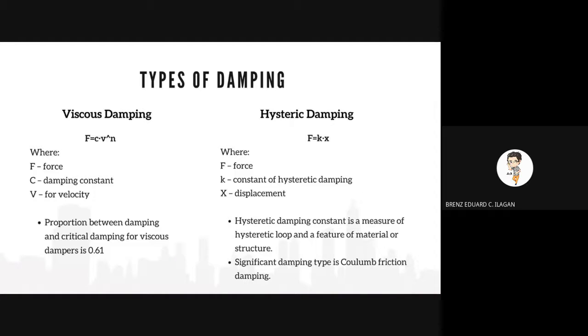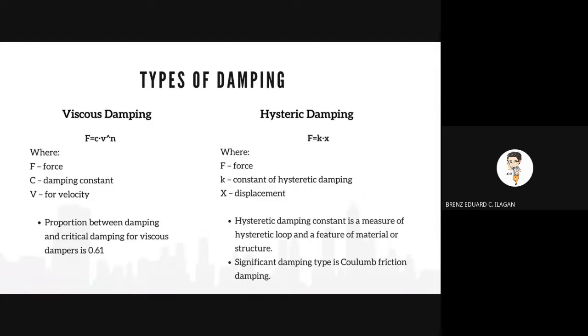Solid damping, structural damping, or hysteretic damping are terms that determine internal damping. Energy dissipated in a cycle is dependent on frequency for this type of damping. It has an equation of F equals K times X, where F is force, K is constant of hysteretic damping, and X is displacement. Hysteretic damping constant is a measure of hysteretic loop and a feature of material or structure. Energy dissipated for each cycle is not proportional to the square amplitude of motion.